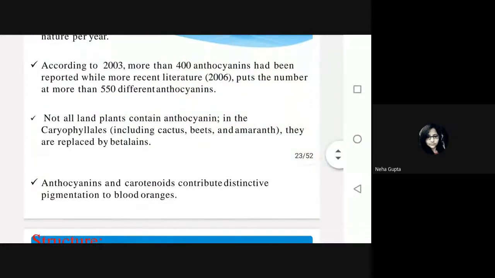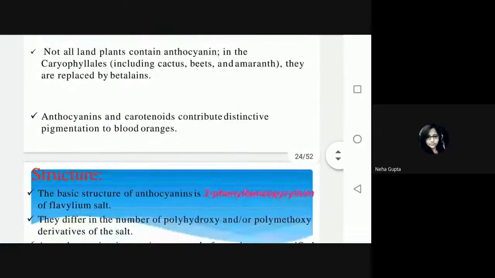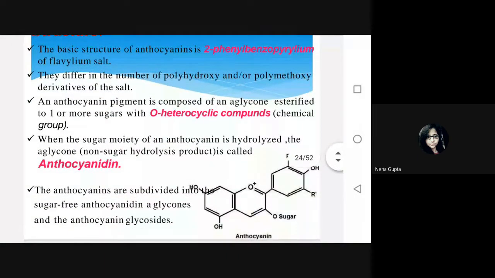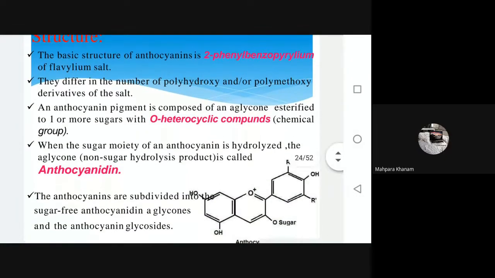Now this is the production they have given. This is not for you, not needed. The basic structure of anthocyanin is 2-phenyl-benzopyrylium, a flavylium salt. The part written in red is important: 2-phenyl-benzopyrylium. Can you pronounce it one by one, so that you do not forget while remembering this? Yes, students? 2-phenyl benzopyrylium. Very good.